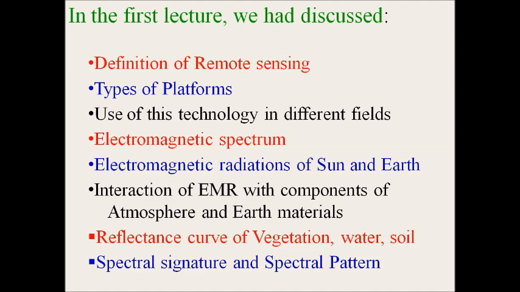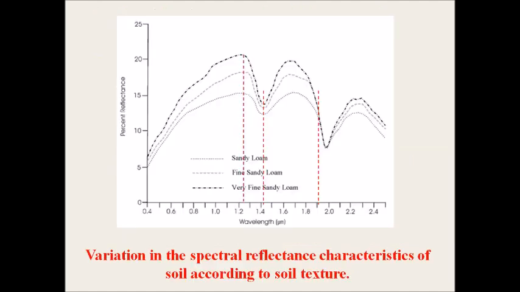We had also discussed the electromagnetic spectrum, how it originates following the various rules of physics from the sun and the earth, how these electromagnetic radiations interact with the different components of atmosphere and earth material. Then we had the characteristic reflectance curves of vegetation, water and soil. In the end, I had given a brief introduction regarding the spectral signature and spectral pattern.